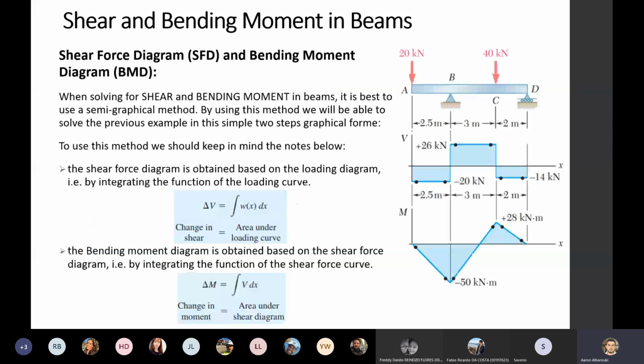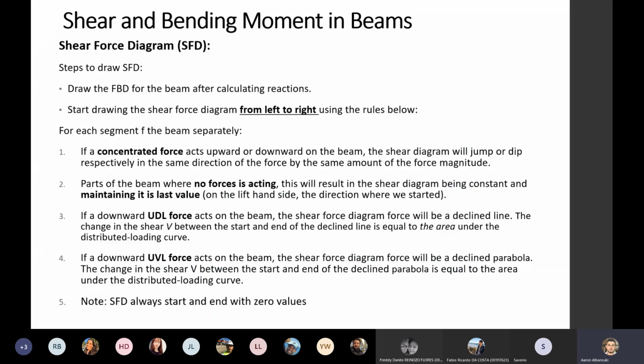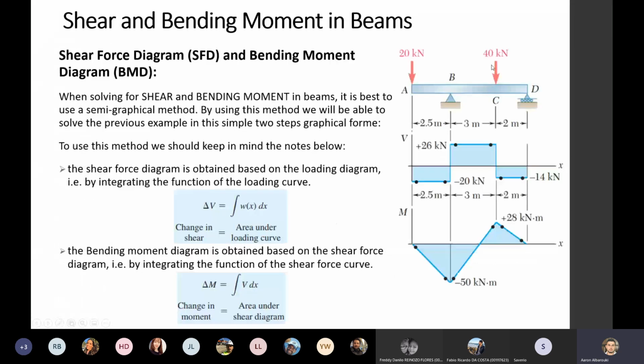Okay, we'll explain that a bit further. Let's not worry about these details now. The rules: the first thing tells us we're starting from left to right. The second thing tells us, if you have a concentrated force, the shear force diagram will be affected. The effect of a concentrated force on the shear will be a jump or dip, respectively, if you have it upward or downward. So the concentrated force could be upward, like the reaction, or downward, like this 40 kilonewton.